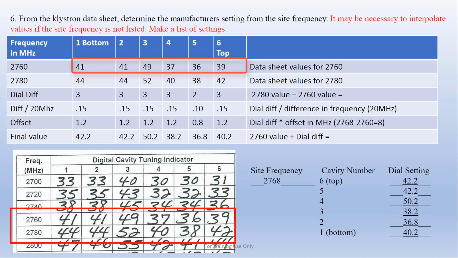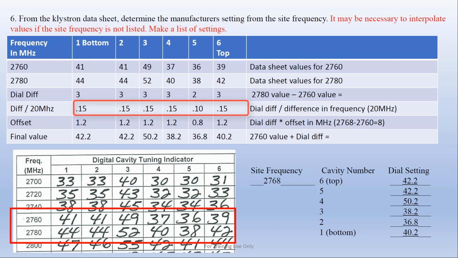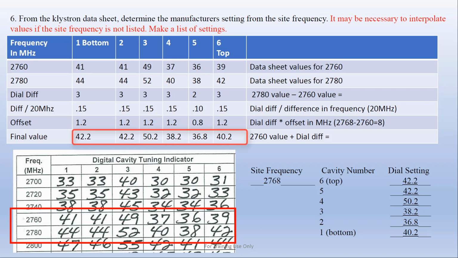So take the values for 2760 and take the values for 2780 and get the difference of them. And then since there's 20 megahertz difference between 2760 and 2780, we're going to divide that number by 20. And in this example, my system is 8 megahertz over 2760. I'm going to multiply that value times 8, and then I'm going to apply or add that number to the 2760 value to get my final preset value for the tube.